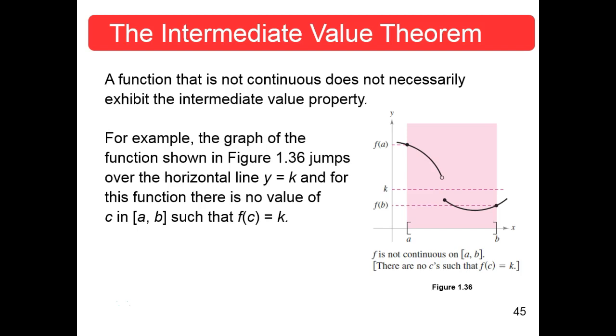For example, the graph jumps over the horizontal line y equals k, with points above and below y equals k. For this function, there is no intermediate value in between.